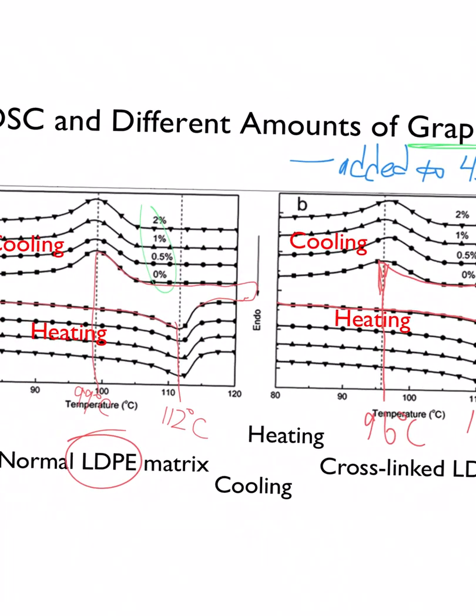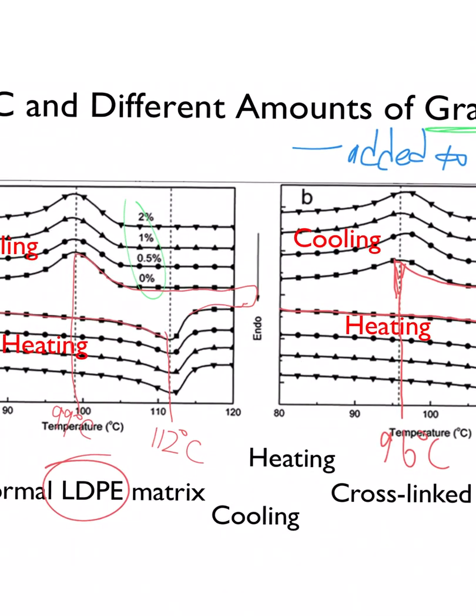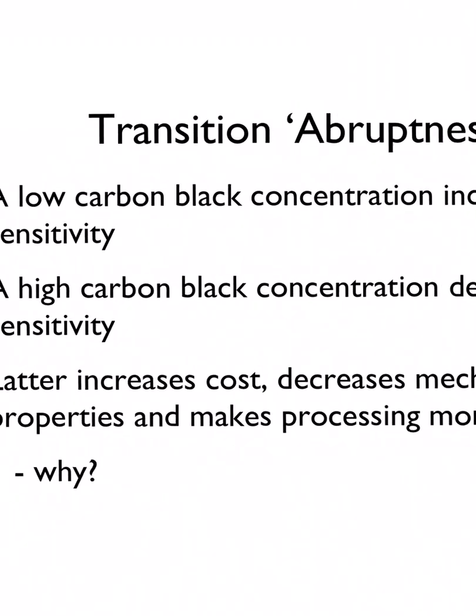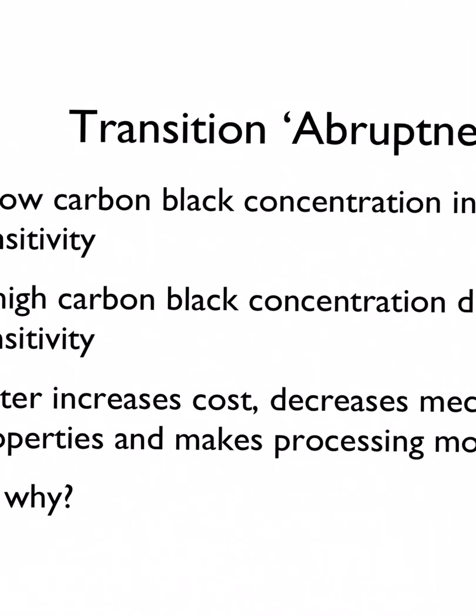So, I mean, you can see how, yeah, the exams aren't cumulative, but you still need to know these things about what polymer chains do and what crystallization is, because it's what controls the performance of these. And so you can also look at the abruptness of this, which has to do with how fine of control you have over this change in conductivity. Low carbon black concentration increases sensitivity.